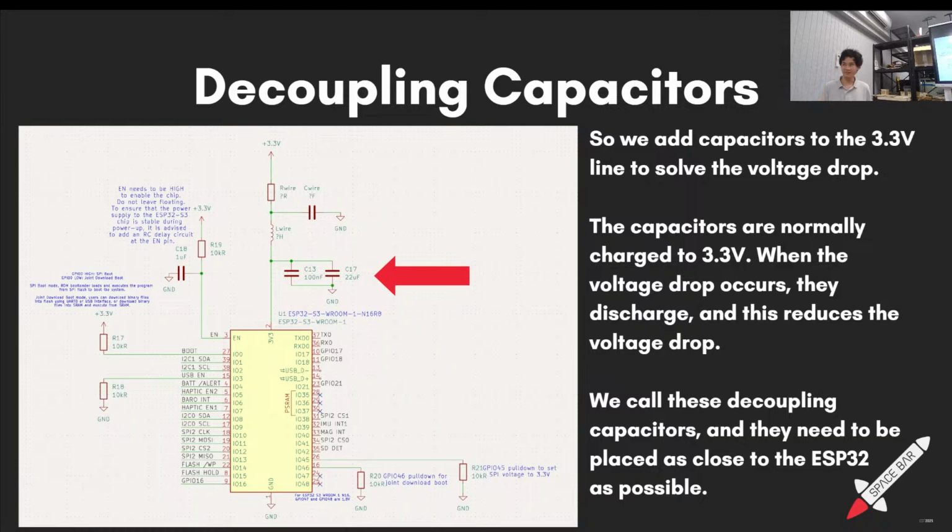Change in current, the inductor is not happy, reverse voltage, then you have a voltage drop. Now you have the capacitor. This is one of the very common reasons to use a capacitor on a digital PCB, and we call them decoupling capacitors. So we need to place the decoupling capacitor as close to the ESP32 as possible. Why? Yeah, absolutely.